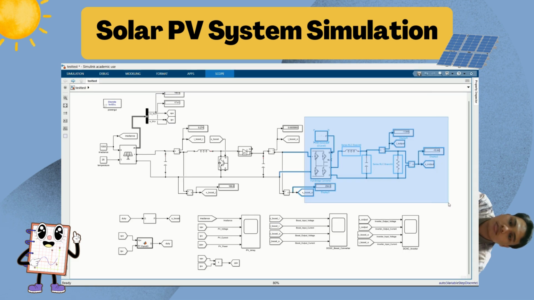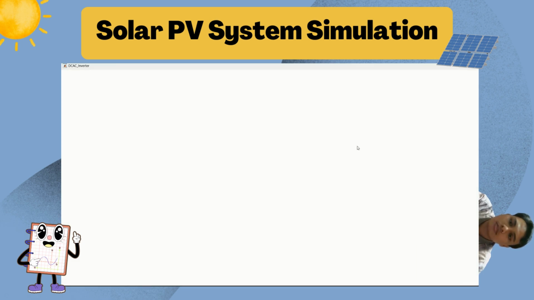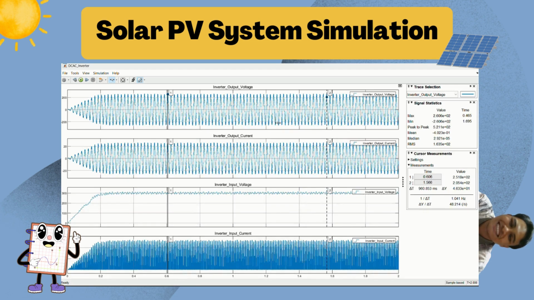the DC-AC inverter subsystem. So here it is, and also below is the scope. So now you can see the output of the DC-AC inverter. You can see the output voltage, output current, input voltage, and also the input current for the DC-AC inverter.